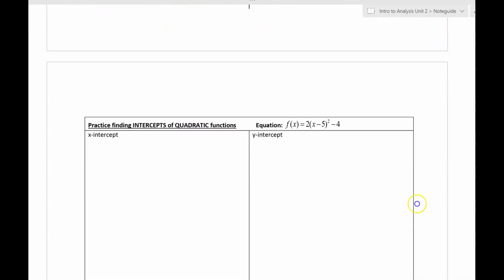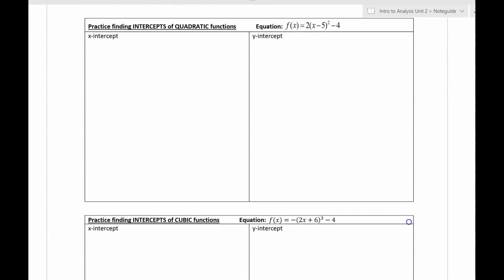The other calculation we're going to ask you to do is to find the x and the y-intercept. So I want to talk first about quadratics.